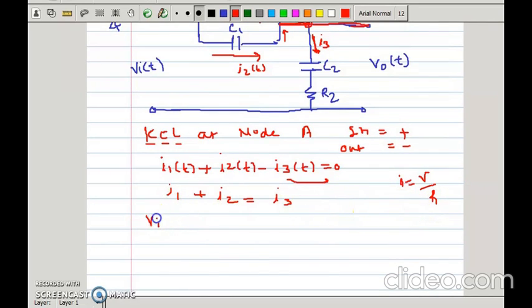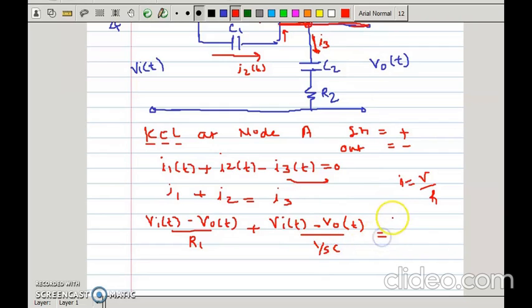I1 is Vi of t minus Vo of t divided by the branch R1, right? Plus, what is I2? This is Vi of t minus Vo of t divided by the branch. What is the branch? Capacitor. What is the capacitor? It is 1 upon SC, right? Is equal to I3. What is I3? Vo of t minus 0 divided by, there are two branches in series, right? So it becomes R2 plus 1 upon SC.